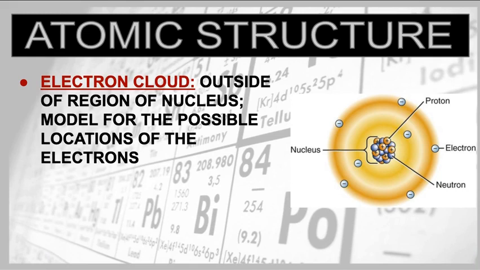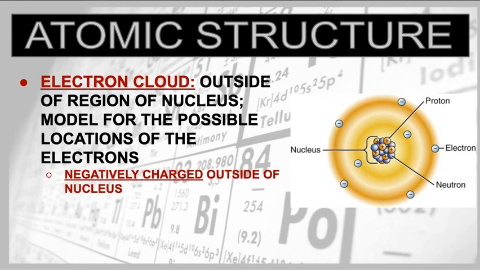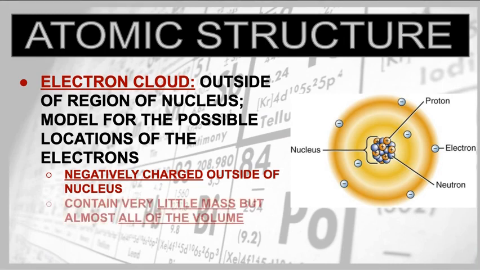And so this is also called the electron cloud model of the atom because of that. It's within this electron cloud where all the electrons are, orbiting around and moving around the nucleus of the atom, and it's negatively charged because the only things in the electron cloud are the electrons, and electrons are negatively charged.